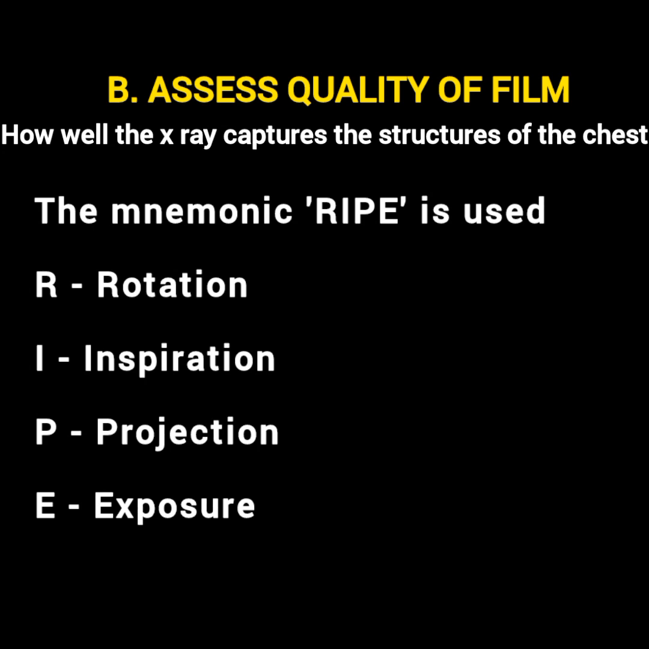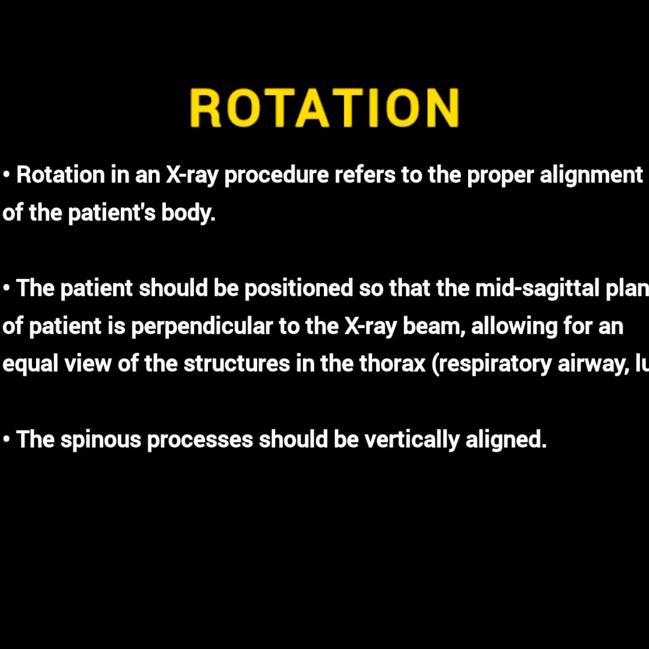Rotation in an X-ray procedure refers to the proper alignment of the patient's body. The patient should be positioned so that the mid-sagittal plane of the patient is perpendicular to the X-ray beam, allowing for an equal view of the structures in the thorax. Also, the spinous processes should be vertically aligned.